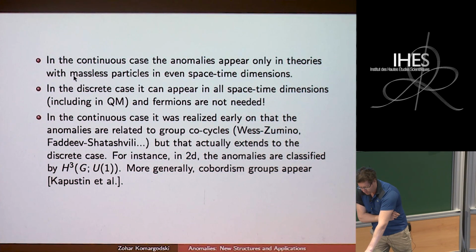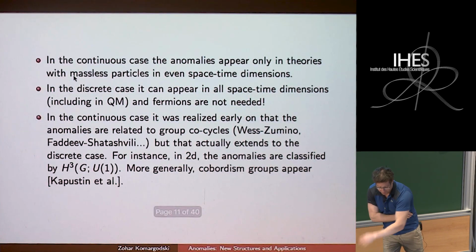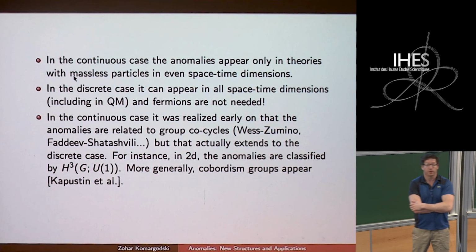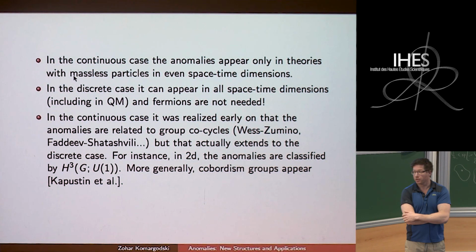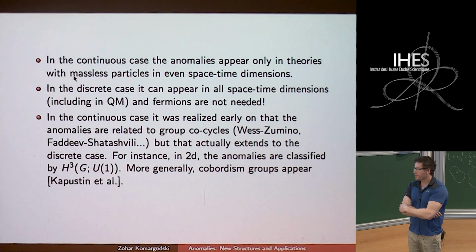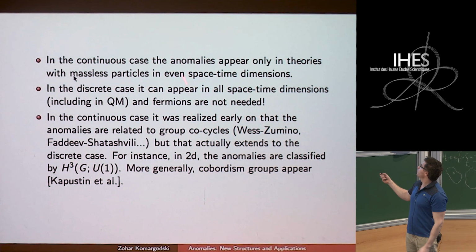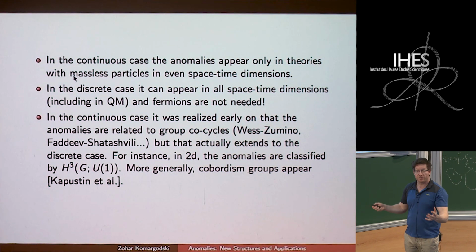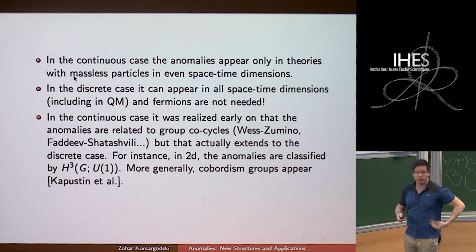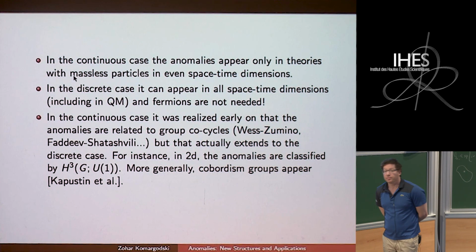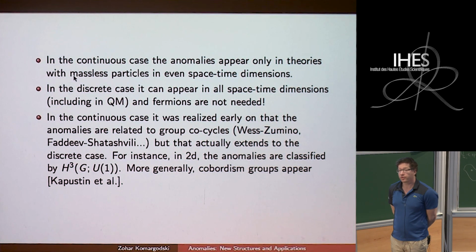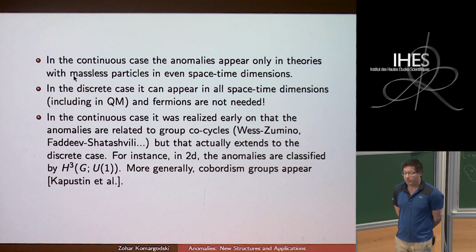The next thing that I want to discuss before jumping to applications is the question of what these anomalies are good for. So as we know from the 70s and 80s, the continuous anomalies that appear when there are massless fermions in even space-time dimensions are very useful to constrain the spectrum of massless bound states. So continuous anomalies have something to do with massless particles. They could be Nambu-Goldstone bosons like pions, or they could be massless fermions.